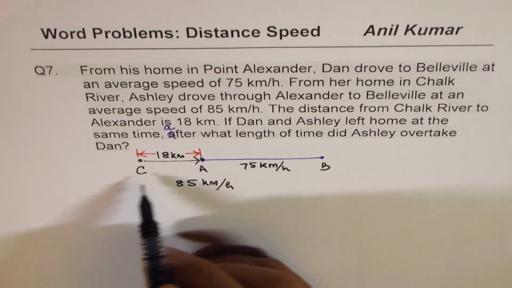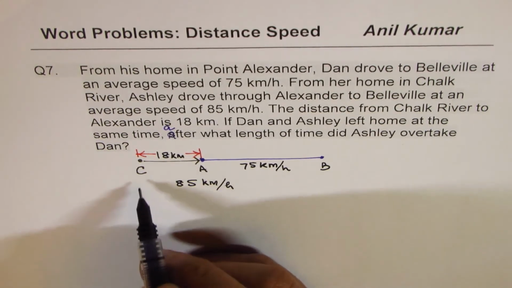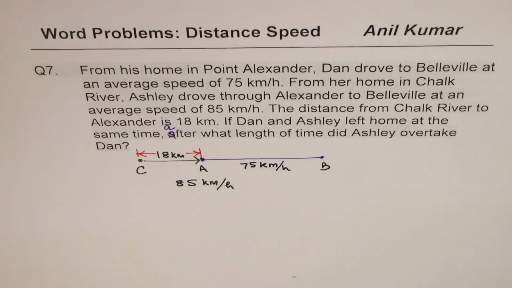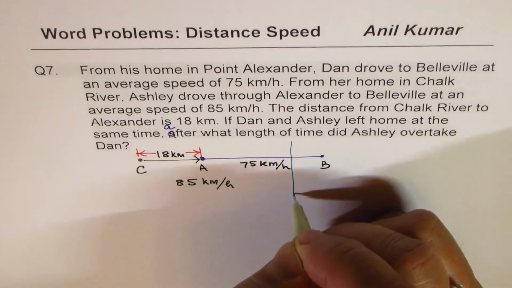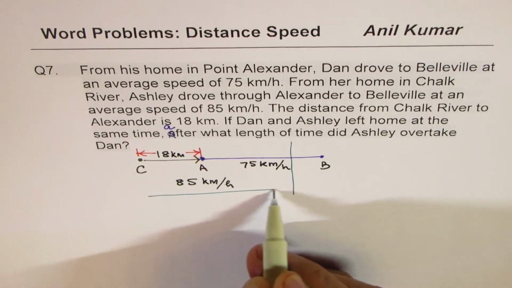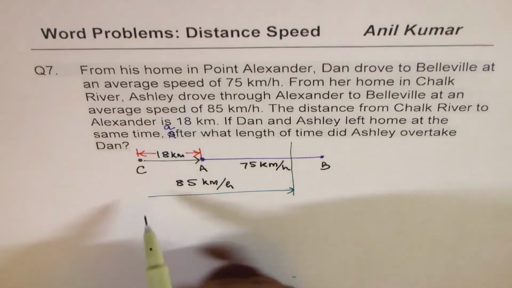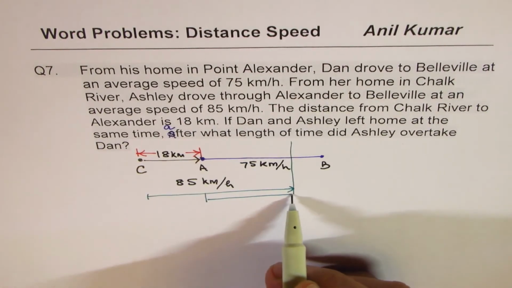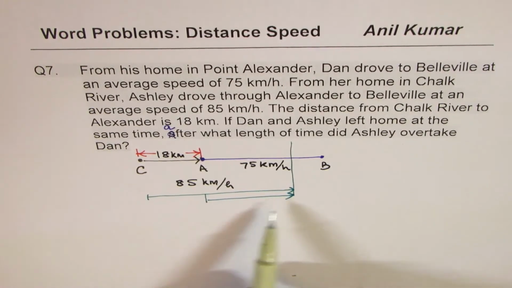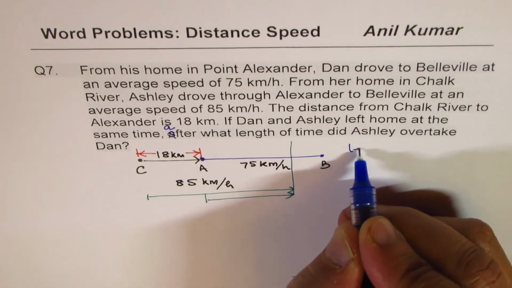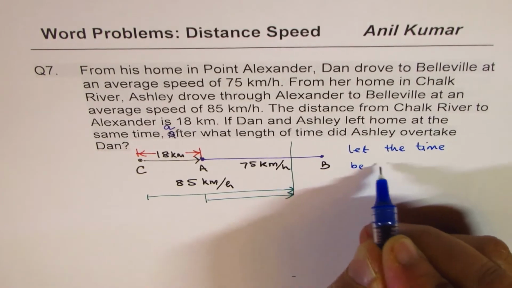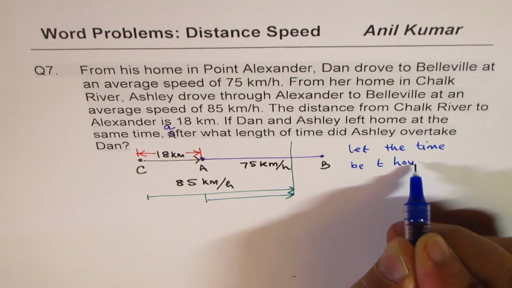Since they started at the same time, let's say time starts now, t, right? After what time do they reach the same distance? That is what the real question is. Let's say they reach the same distance here. So in that case, Ashley will cover that much distance and Dan will actually cover only this much distance. Do you see that? But they will take the same time. So we'll define our variable as, let the time be t hours. Is it okay?